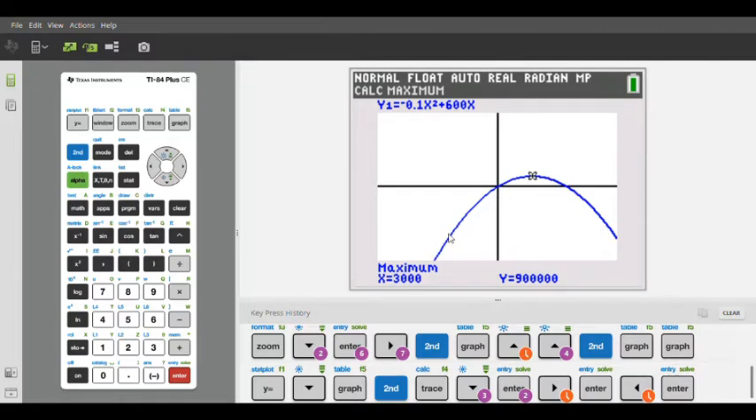Now, I do want to know where I'm increasing and where I'm decreasing. So from negative infinity all the way to 3000, I'm increasing. From 3000 to positive infinity, I'm decreasing. I hope you see how that works.